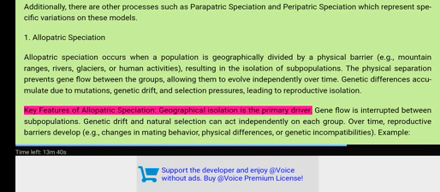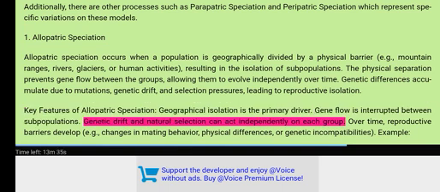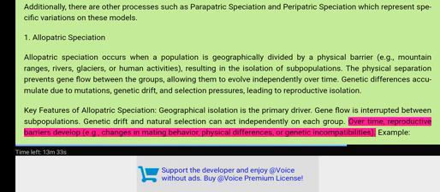Key features of allopatric speciation. Geographical isolation is the primary driver. Gene flow is interrupted between subpopulations. Genetic drift and natural selection can act independently on each group. Over time, reproductive barriers develop, e.g., changes in mating behavior, physical differences, or genetic incompatibilities.